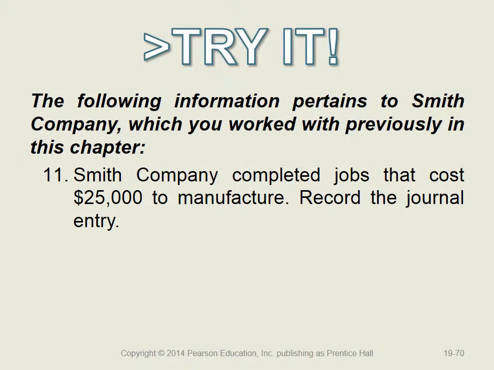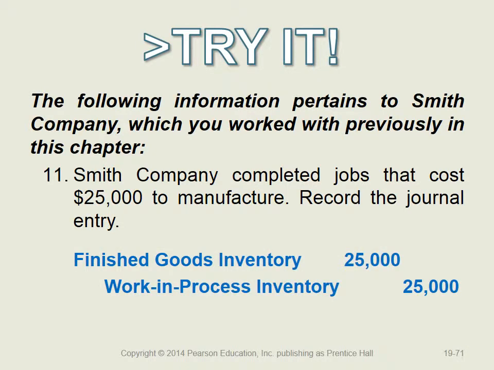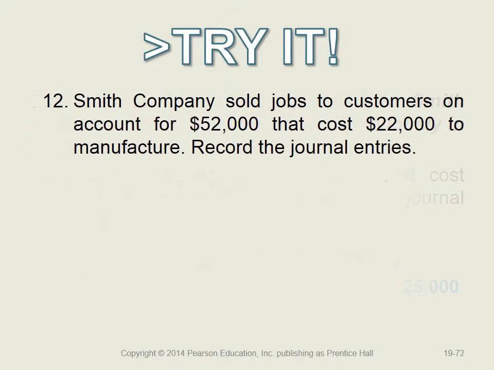For this try-it, the following information pertains to Smith Company, which you worked with previously in this chapter. Number 11, Smith Company completed jobs that cost $25,000 to manufacture. Record the journal entry. So this would be a debit of $25,000 to finished goods inventory and a credit of work in process inventory. Number 12, Smith Company sold jobs to customers on account for $52,000 that cost $22,000 to manufacture. Record the journal entries.